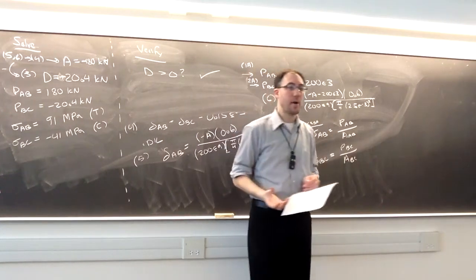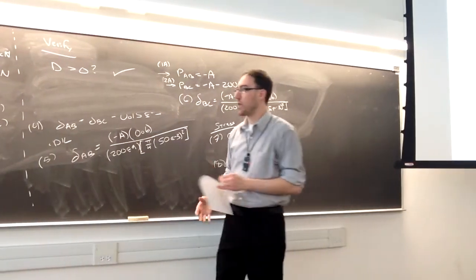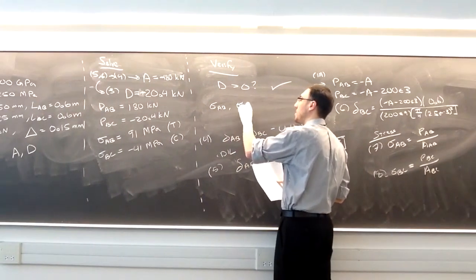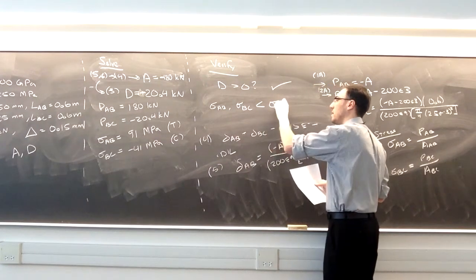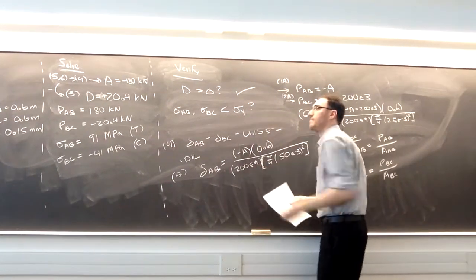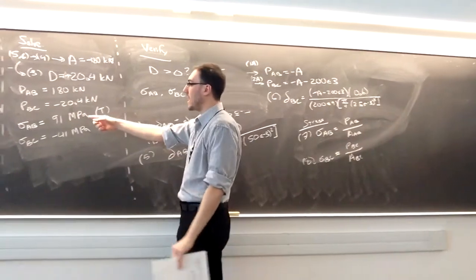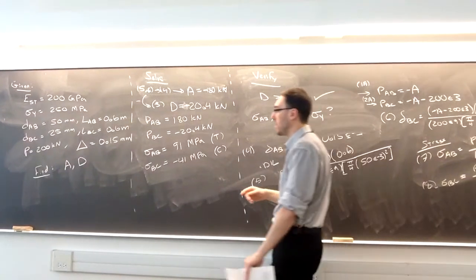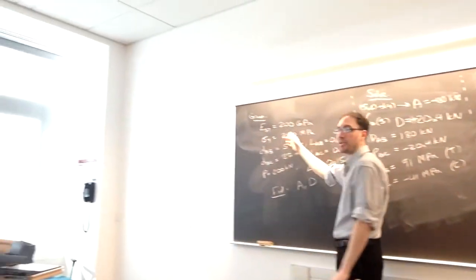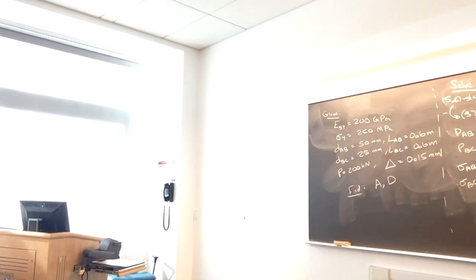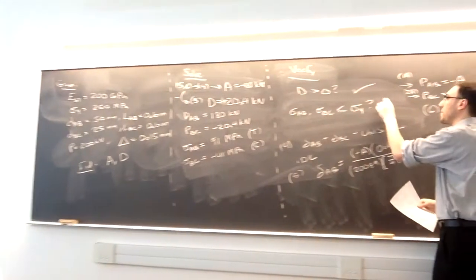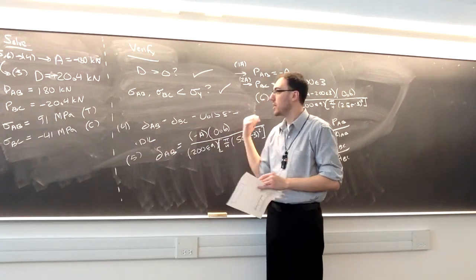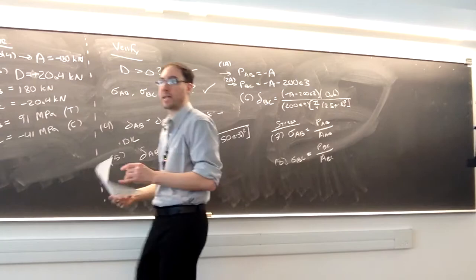The other assumption that we're making is that we are operating in the linear elastic region. Therefore, were the stresses in AB and BC less than the yield strength? In AB, we're at tension of 91 megapascals. In BC, we're at compression of 41 megapascals. The yield strength for the steel in tension or compression is 250 megapascals. Both of them are below the yield stress. So that means equations 5 and 6 were fair to use because we are operating in the linear elastic region.